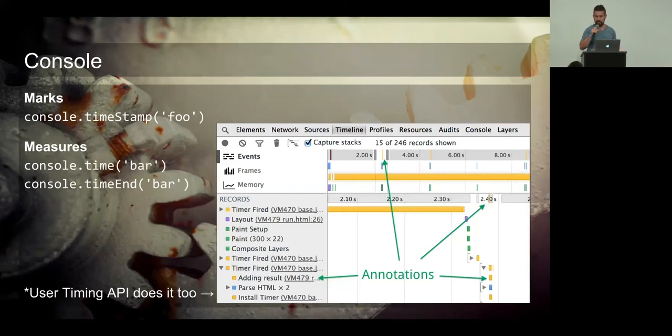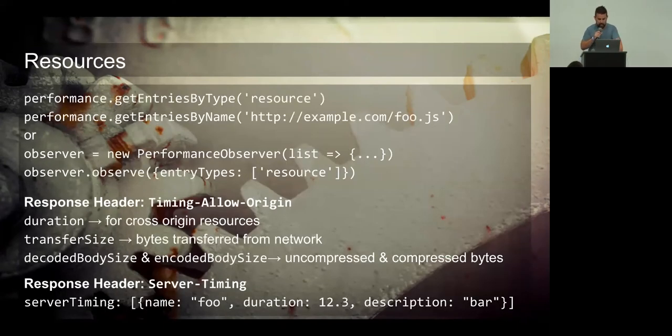It's useful for debugging. It does the same work as performance marks and measures, and both will show in your timeline, which is very useful, especially when you're correlating with your own flame chart. You can correlate and see when things are happening. Resources is a very critical part of tracking, especially static content on your page, and to see when your JS is loaded. It's the same API: you can get by type or by name, or use a performance observer.